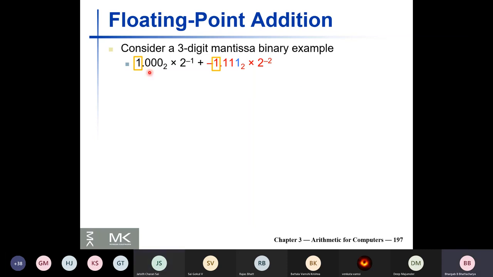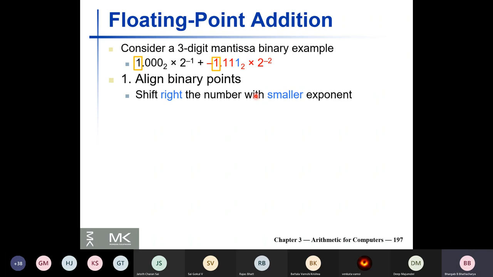Also notice that this one is hidden. So during operation, we have restored it. Okay. And binary points, shift right the number with the smaller exponent. So I'm going to shift, this is the smaller exponent, I'm going to shift this one. So you tell me why, why not this one? As far as hand arithmetic is concerned, both of them could have been okay.